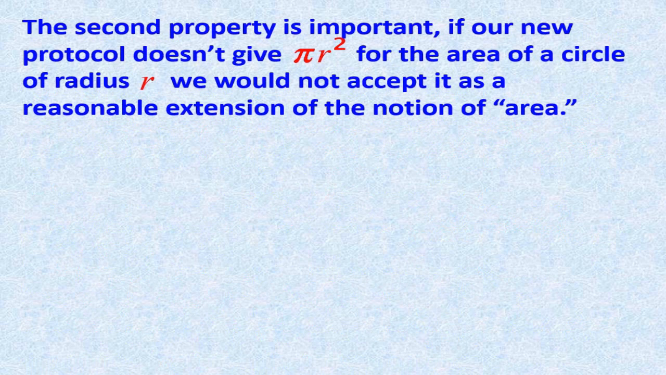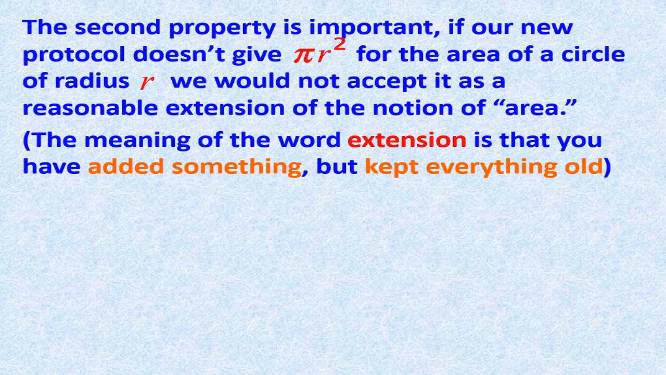If our new protocol doesn't give pi r squared for the area of a circle of radius r, we would not accept it as a reasonable extension of the notion of area. Okay, the meaning of the word extension is that you have added something but kept everything old. So, we keep the old, but we add to it so we can understand better.